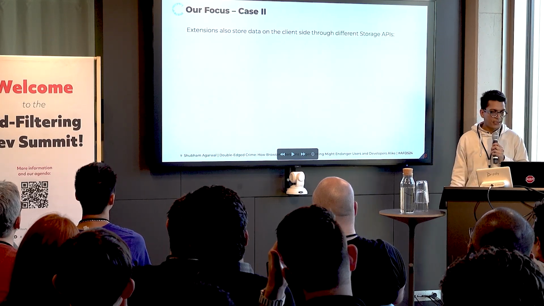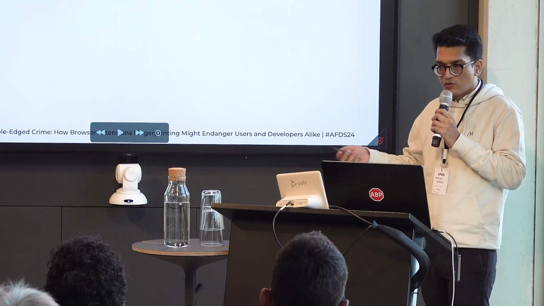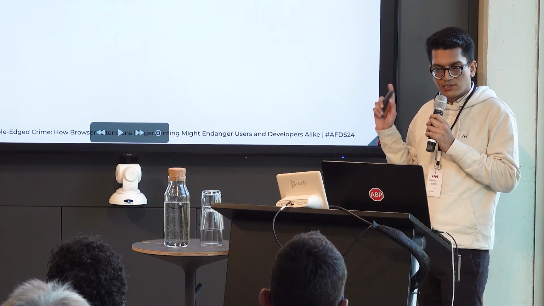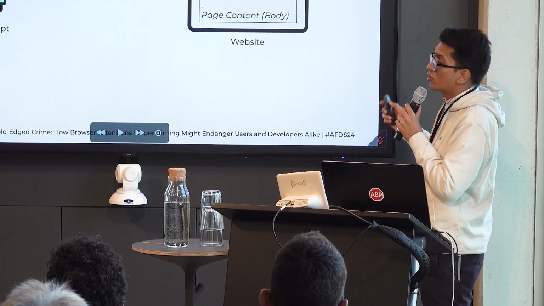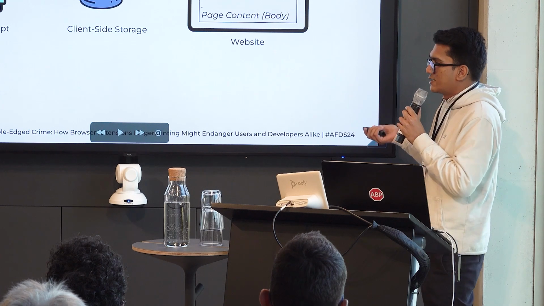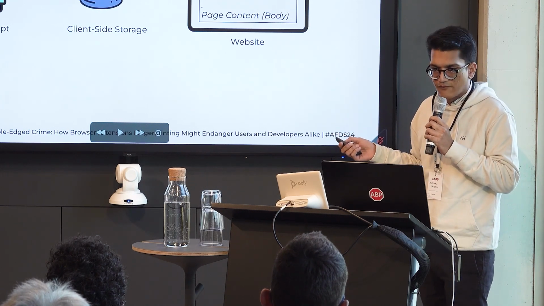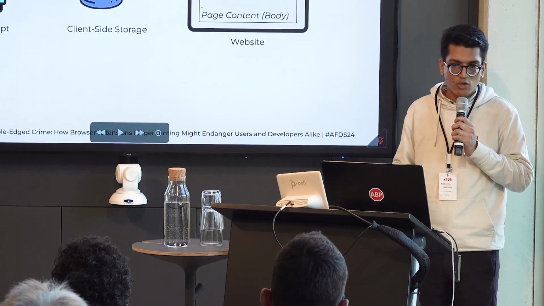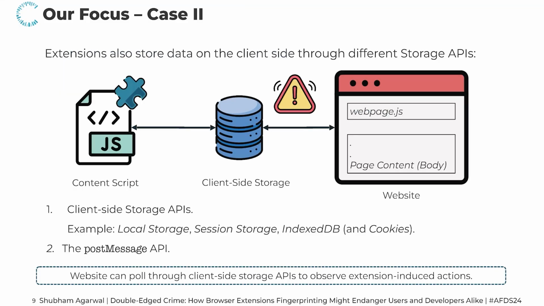Extensions often store data on the client side. Well, you would assume that they use the chrome.storage API, but that's not actually the case that we observe. Not all the time, in fact. So they could use any sort of client-side storage APIs that are available. It's not just the injected script that I'm talking about, it's also the content script, right? So they have access to different APIs and they could store this data. But interestingly, this is also accessible to the web page JavaScript. And then they can just poll through all these APIs that are available to understand what extensions stored which data and at what time. And this could lead to fingerprintability.